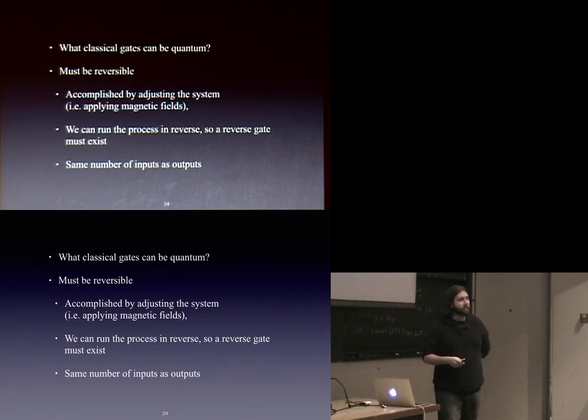And basically what that means is that you have to have the same number of inputs as you have outputs. Because you don't want to throw away electrons. If you throw away electrons and they were entangled with the electrons you're keeping track of, you're decohering the system and you're throwing away information. And that's just not something we want to do.